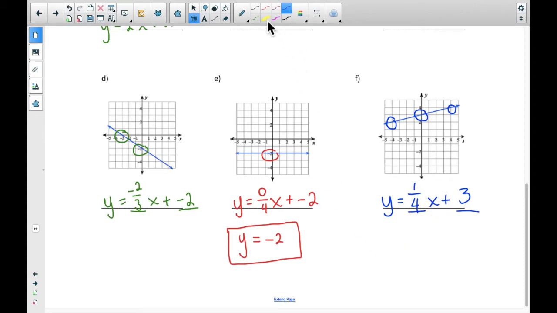Before we turn the page, remember that if the line is going upwards, it should have a positive slope. If the line is going downwards, it should have a negative slope. So just double check there to make sure your positives and negatives are right.